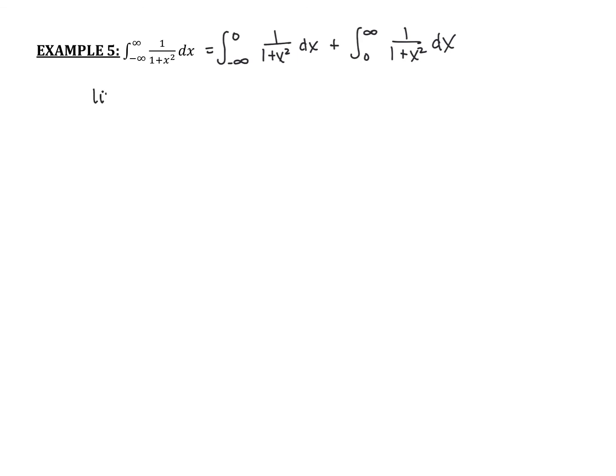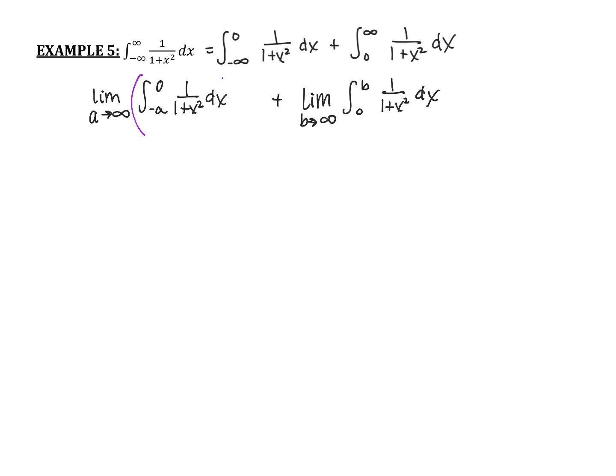So I'm going to go ahead and rewrite these. That first one is going to be the limit. Lower bound is a. And I'm going to do a approaches infinity and just call this negative a. 1 over 1 plus x squared dx. Plus, then we have the limit as b approaches infinity of the integral from 0 to b of 1 over 1 plus x squared dx. Okay, now I have two problems. I've got the integral I've got to deal with first. So let's focus on each of these integrals.